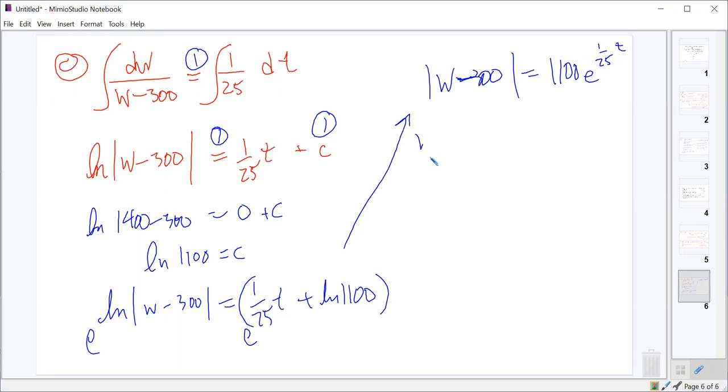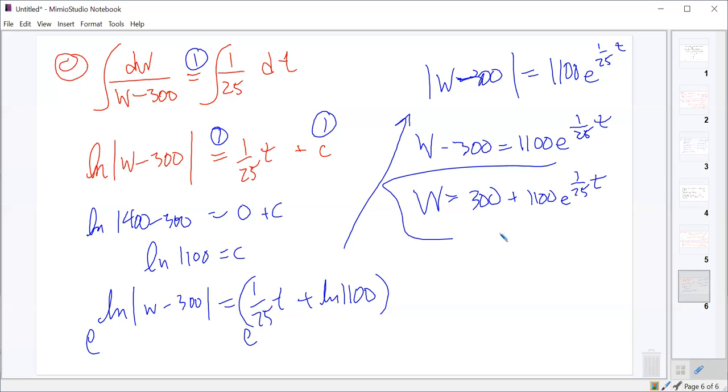Then we clear off the absolute value and we have to decide if we want the positive or the negative. Well, we're just going to use the positive again, because if we plug in our initial condition, we know that 1400 minus 300 is 1100. So we need this to be a positive 1100, which we only get if we don't put a negative in front of it. And then we'll add the 300 and be done. 300 plus 1100 e to the 1/25th t. And fourth point for using your initial condition there, and fifth point for getting the final answer.